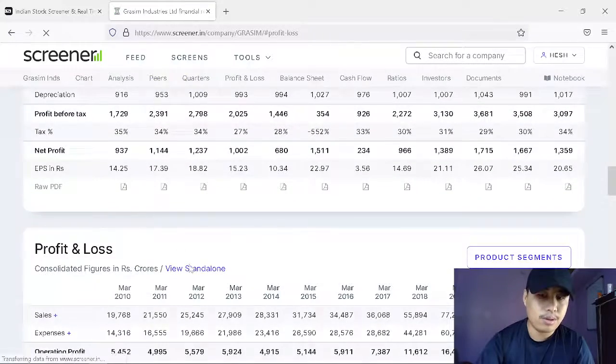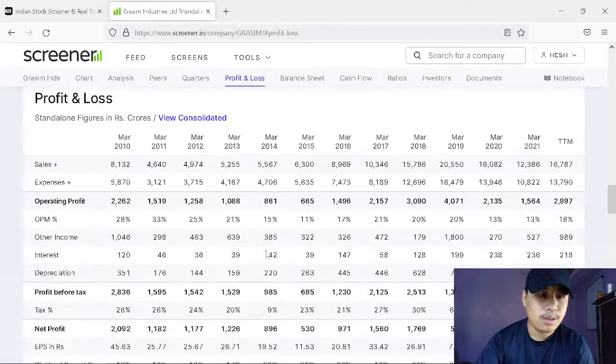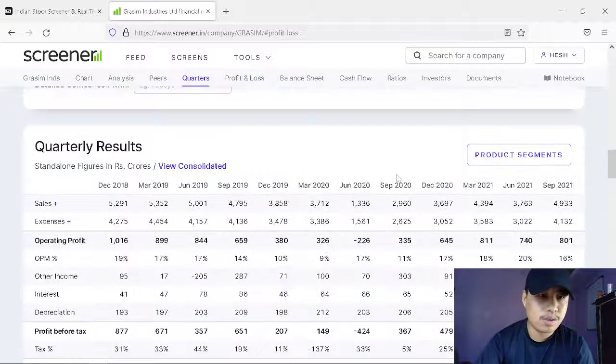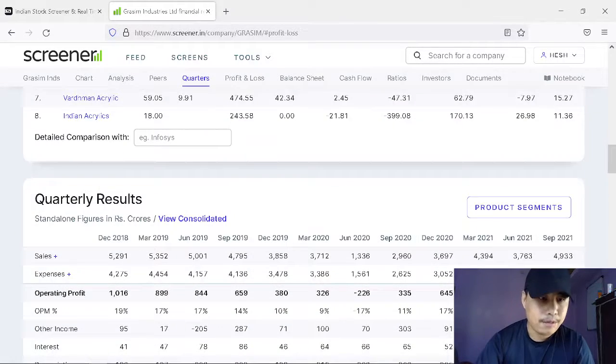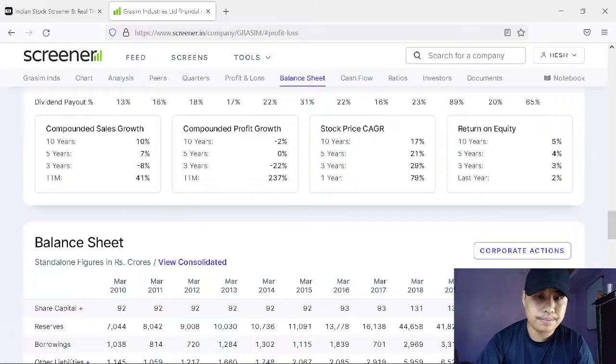And if you look at standalone, we can see that the sales have been increasing in 2019, and it has reduced a little bit in March 2021, which is not a very good sign. But if you look at the quarterly result, it has increased a little bit. So it's okay. And then compound sales growth here, not very good. Stock CAGR is okay. Sales seem to be not very impressive. Return on equity is also not very good.